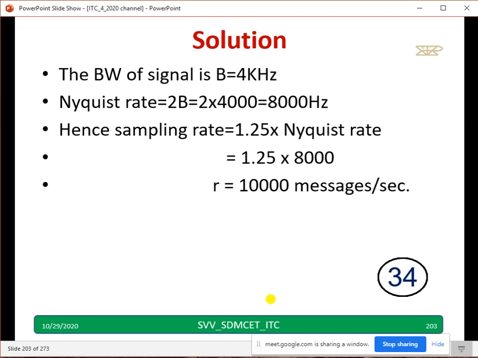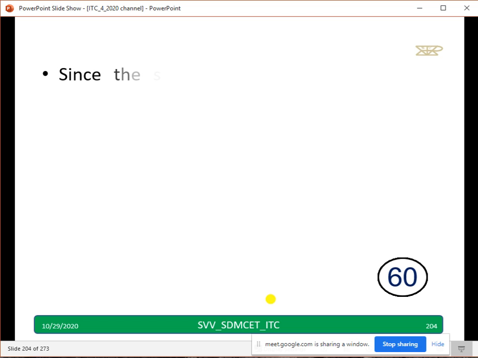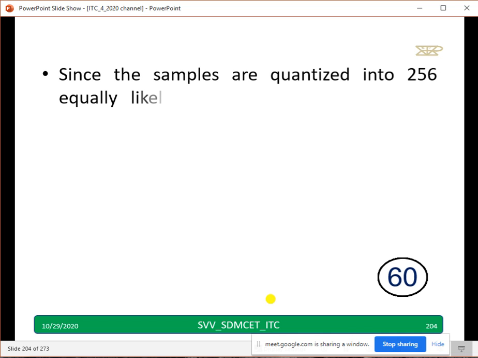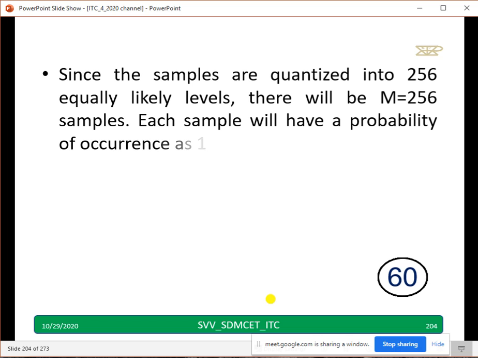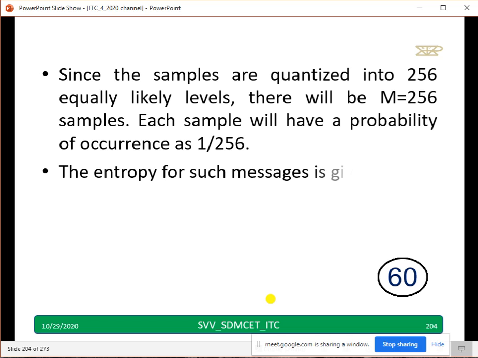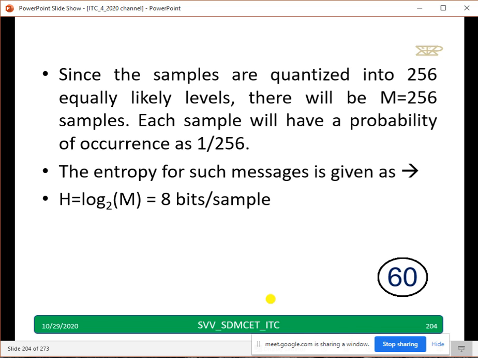10,000, I too got the same answer. Since the samples are quantized into 256 equally likely levels, the number of bits I needed, I am going to calculate now. There will be m equal to 256 samples. Each sample will have a probability of occurrence as 1 by 256. Therefore, I can write down the entropy of such messages is given by H equal to log 2 to the m, log m to the base 2 you can say, and it will be 8 bits per sample.